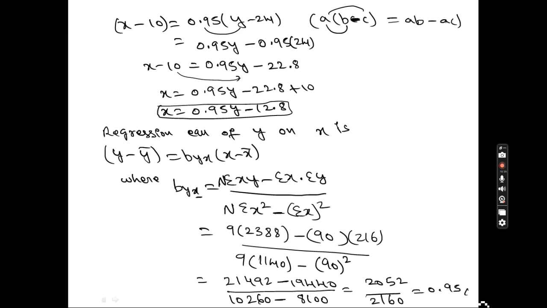So what is this? This is nothing but the regression coefficient of y on x. Before, it was x on y, and now y on x. But in this problem, you need to notice that both the regression coefficients are 0.95. It is not compulsory; if you go to another problem, sometimes bxy will be different and byx will also be different. In this problem both the values are the same, but it may not be the same for all problems. So you need to remember this.